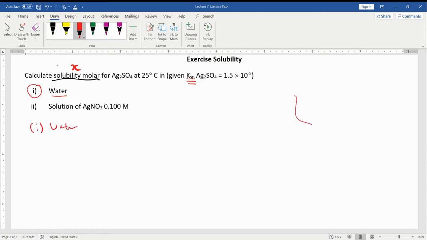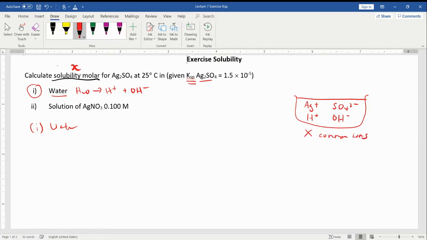In the solution, we have silver ion and we also have sulfate ion, and in water, water dissociates, so we will have H plus and OH minus. When we look at these 4 ions, there are no common ions. When there are no common ions, we don't have to start with the initial. We go straight to equilibrium.